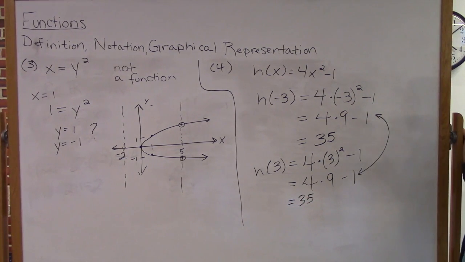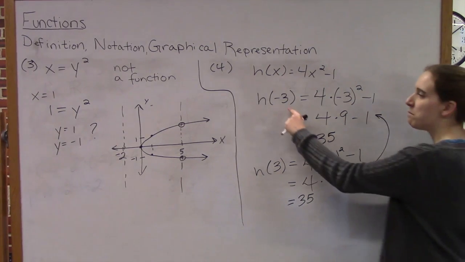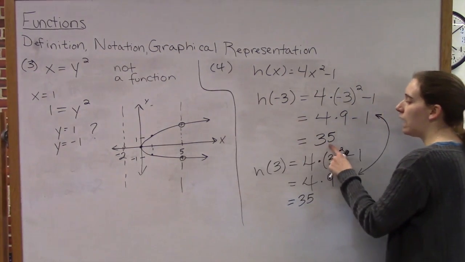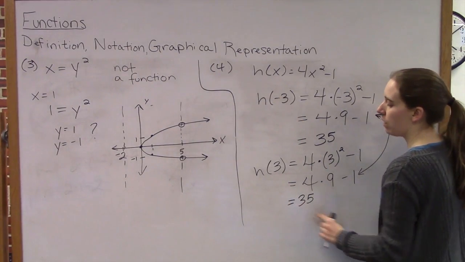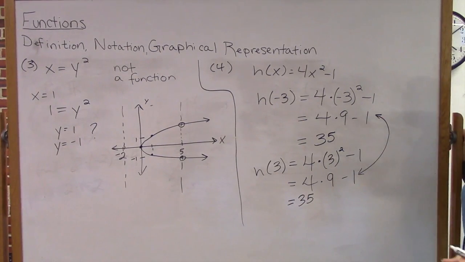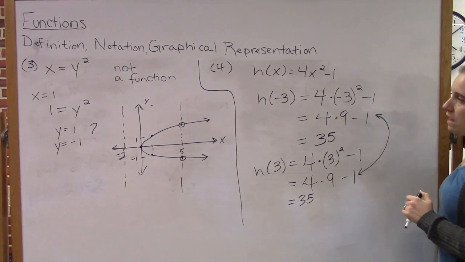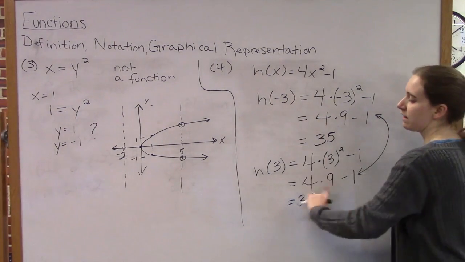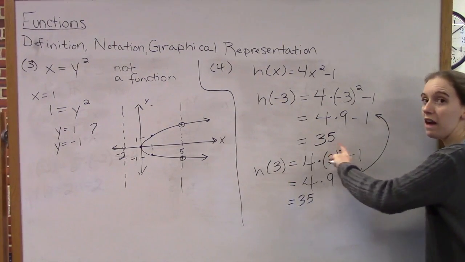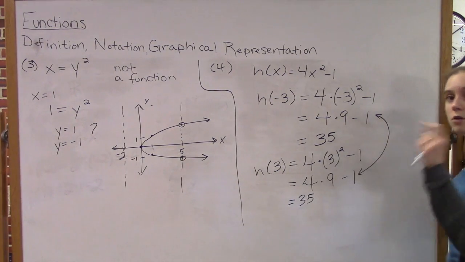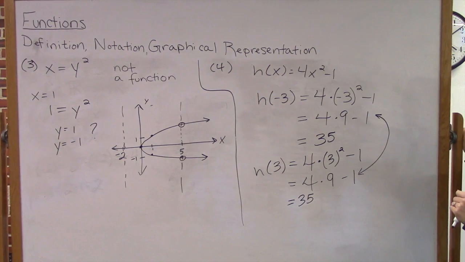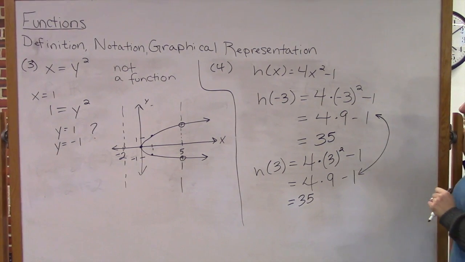But this is okay. This is still a function because I get one output every time I use -3 as an input. I get one output every time I use positive 3 as an input. So I still have a function here. It's okay if we get the same output as long as for each input I only get one output. So that's just something to note.